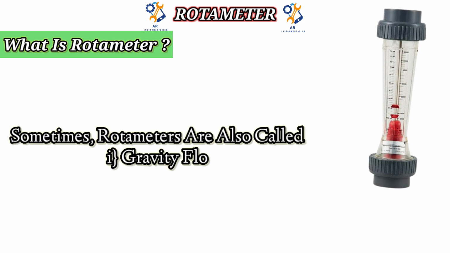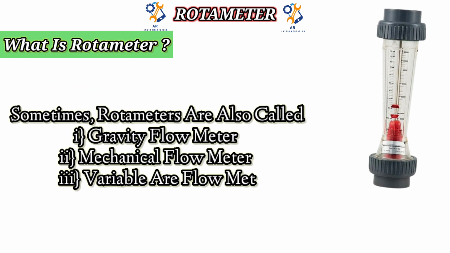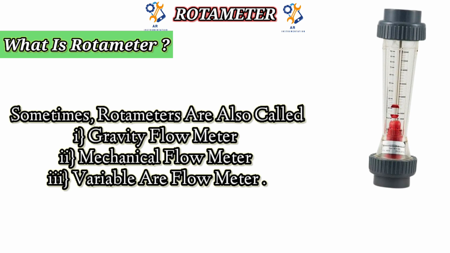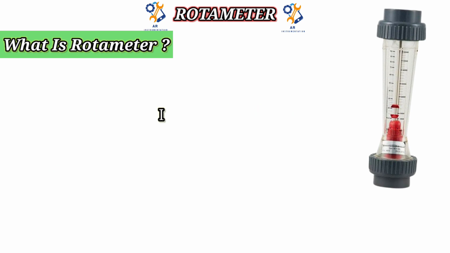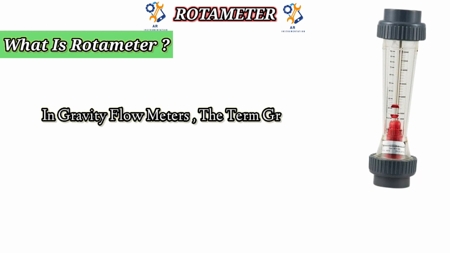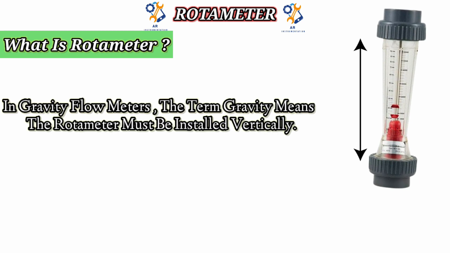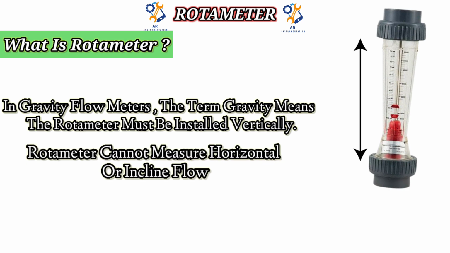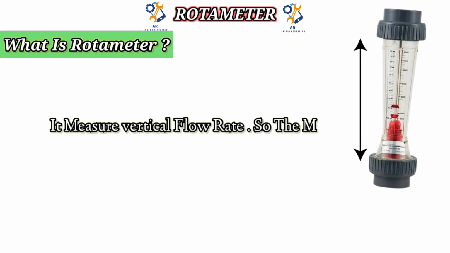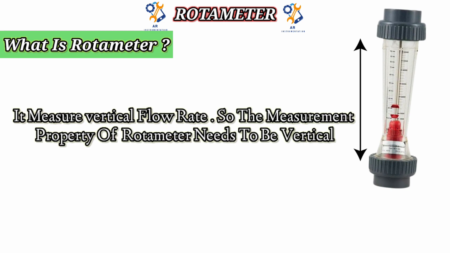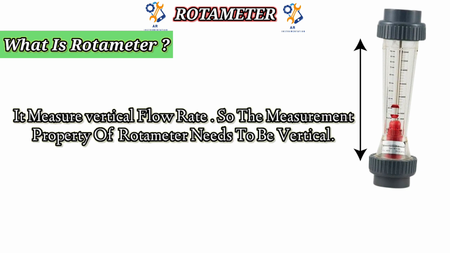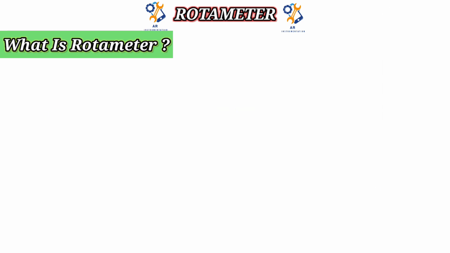Sometimes rotameters are also called gravity flow meters, mechanical flow meters or variable area flow meters. In gravity flow meters, the term gravity means the rotameter must be installed vertically. Rotameters cannot measure horizontal or inclined flow rate. It measures vertical flow rate. So the measurement property of the rotameter needs to be vertical.